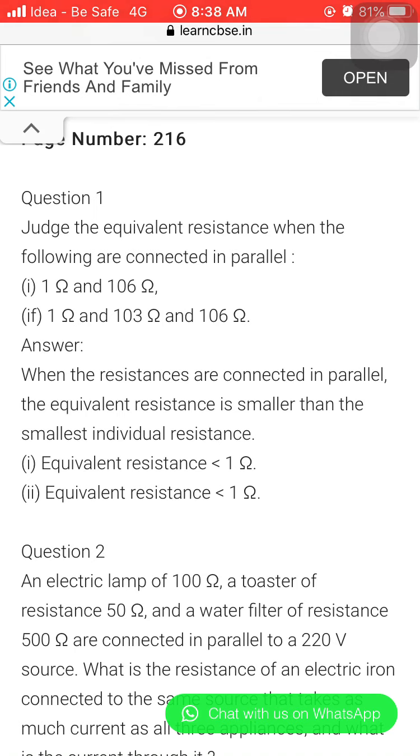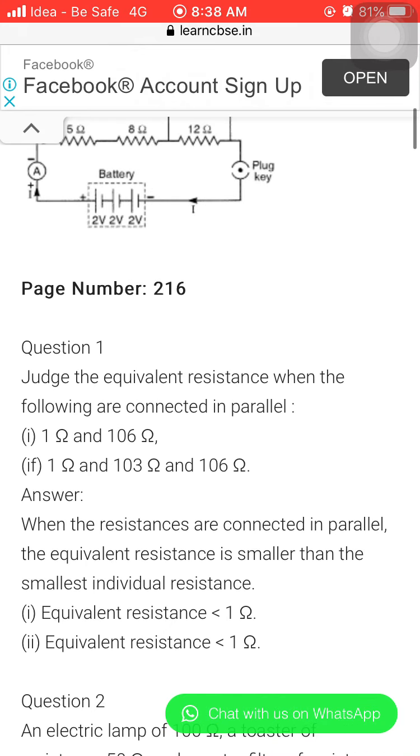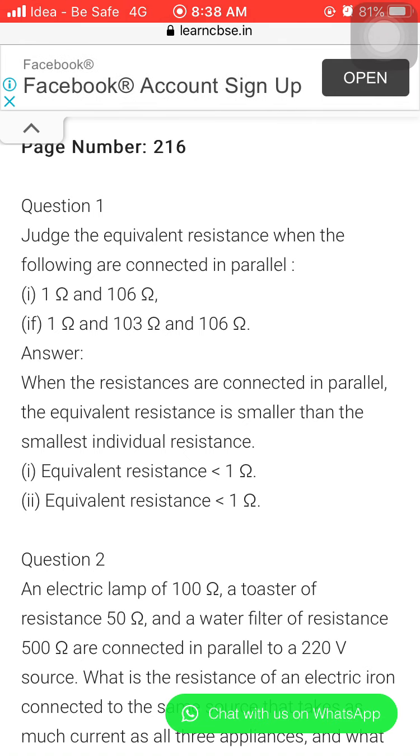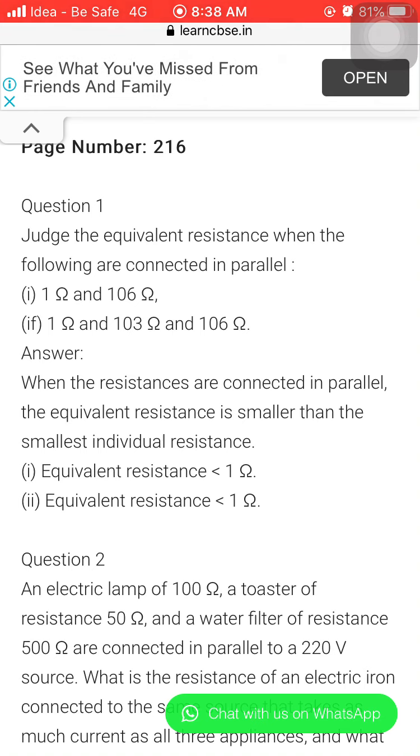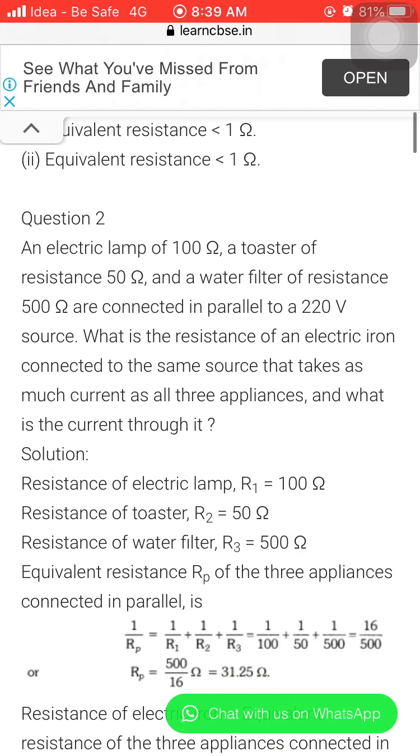Equivalent resistance is less than 1 ohm in both the cases. OK, they are connected in parallel. In parallel, how will you find it? 1 upon R is 1/1 plus 1/106. Same way here, 1/1 ohm plus 1/103 ohm plus 1/106 ohm. And if you calculate, you will find out the equivalent resistance is much smaller than the smallest individual resistance. OK, you can try this out, solve it.